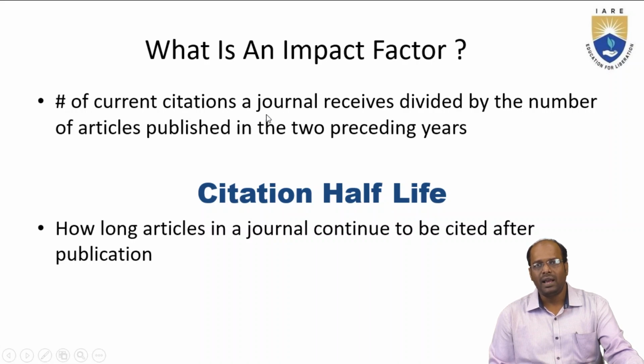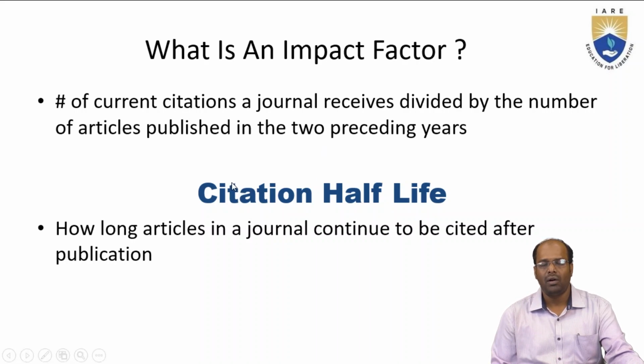This article has around 5000 citations, which is divided by the number of publications over how many years? Two years. To calculate the 2024 impact factor of ACS Energy Materials, we calculate the number of publications published in that particular journal for 2022-2023.